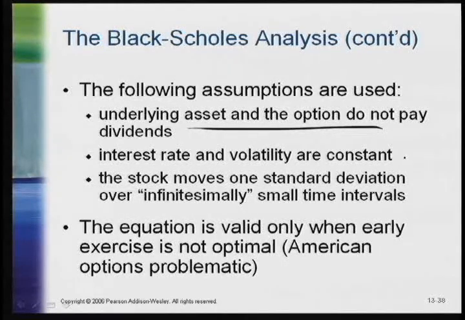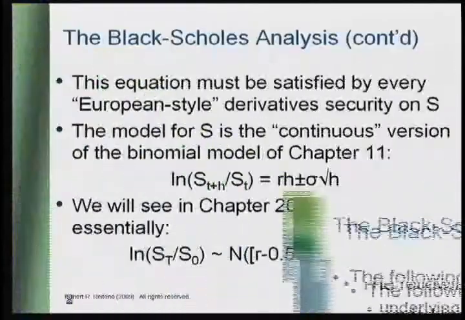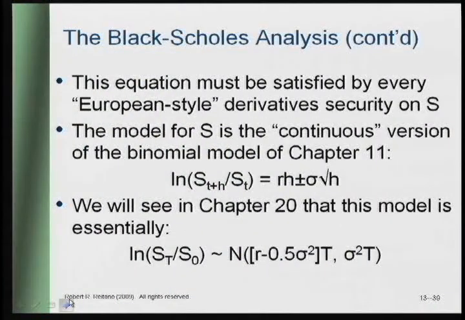But the intuition is that the movements of the stock in continuous time are the limits of the movements in a binomial tree when h goes to 0. And in a binomial tree, one can think of each step in the tree, the stock price is moving by plus or minus one standard deviation. And this equation is valid for European options, needs to be adjusted and reinterpreted for American, so we'll understand this as an equation for European derivatives. So this model for S is the continuous version of the binomial model. We're going to keep returning to this theme.